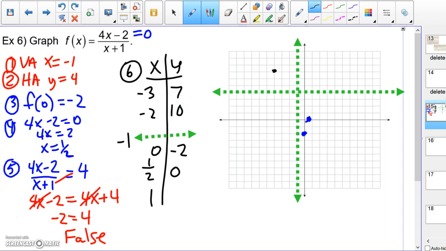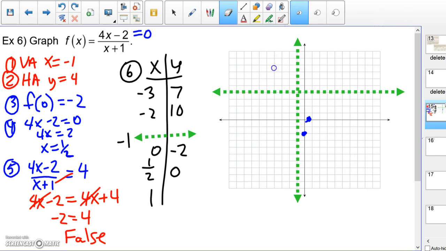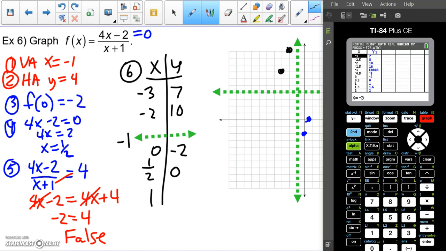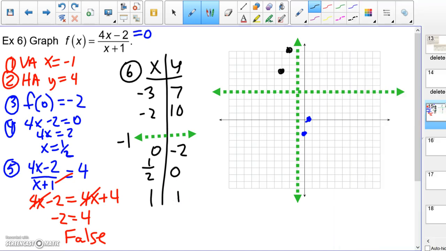Ooh, I think I graphed that wrong. -3 and 7. -2 and 10. And if you plug in 1, you would get 1. +1 and 1. Something like that. So we can draw our curve through, making sure we're approaching our asymptotes.